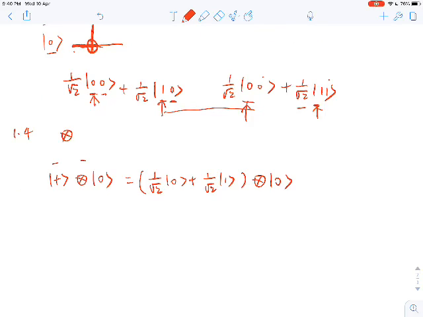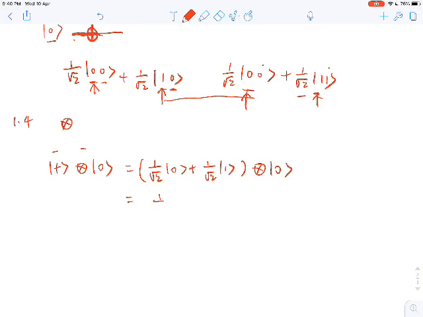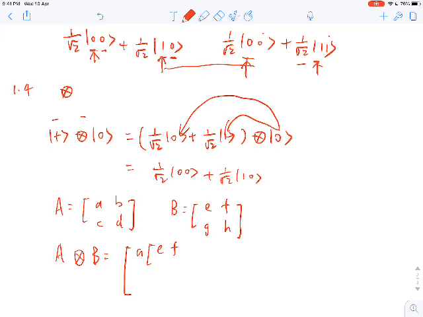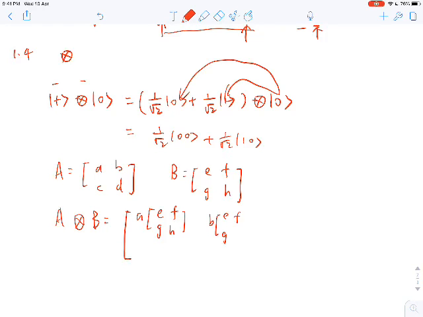And we tensor the two parts, and we get this. And more generally, if I have a matrix A like A, B, C, D, and B is E, F, G, H, A tensor B is just A E, F, G, H, B E, F, G, H, C E, F, G, H, D E, F, G, H.